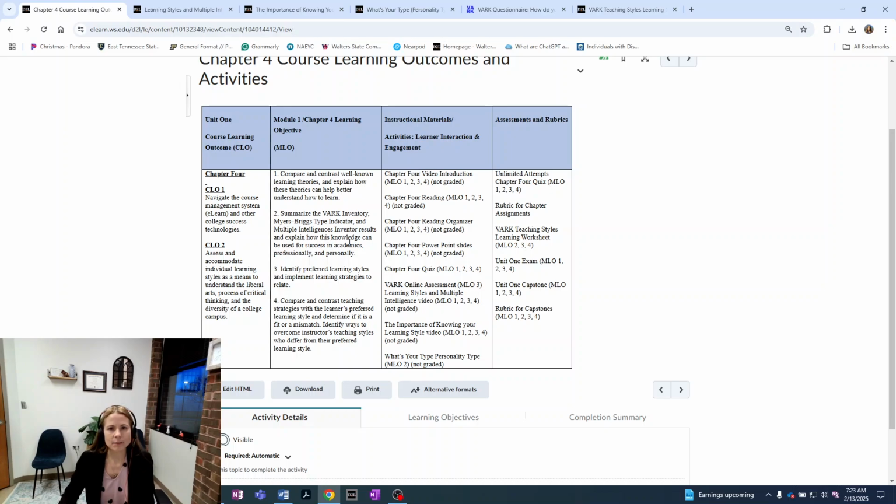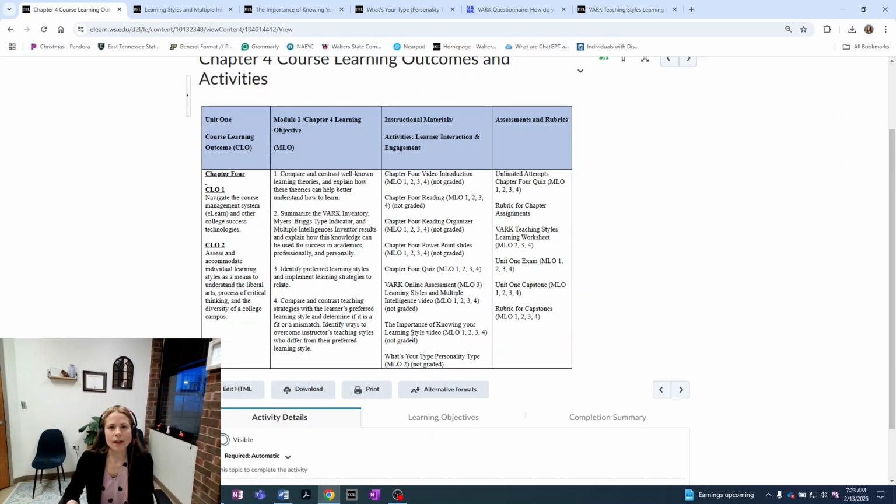All of this you're going to explain, and this is going to give you knowledge for success, not only professionally, academically, but also personally. And you're going to be able to identify your preferred learning styles, right? And you're going to be able to implement these learning strategies to relate to your course content and even beyond. And then lastly, compare and contrast teaching strategies, right?